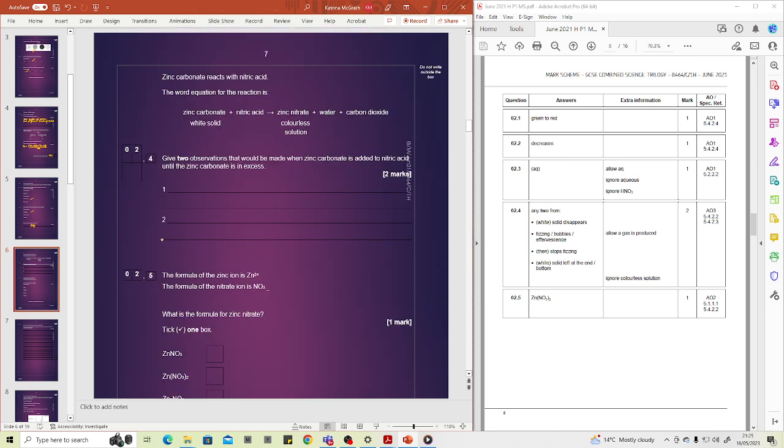Okay, now on to the chemical reactions that you know from your required practical. So zinc carbonate is reacting with nitric acid, and there's a word equation given to you. So this is our salt. This is proof that neutralization has occurred.